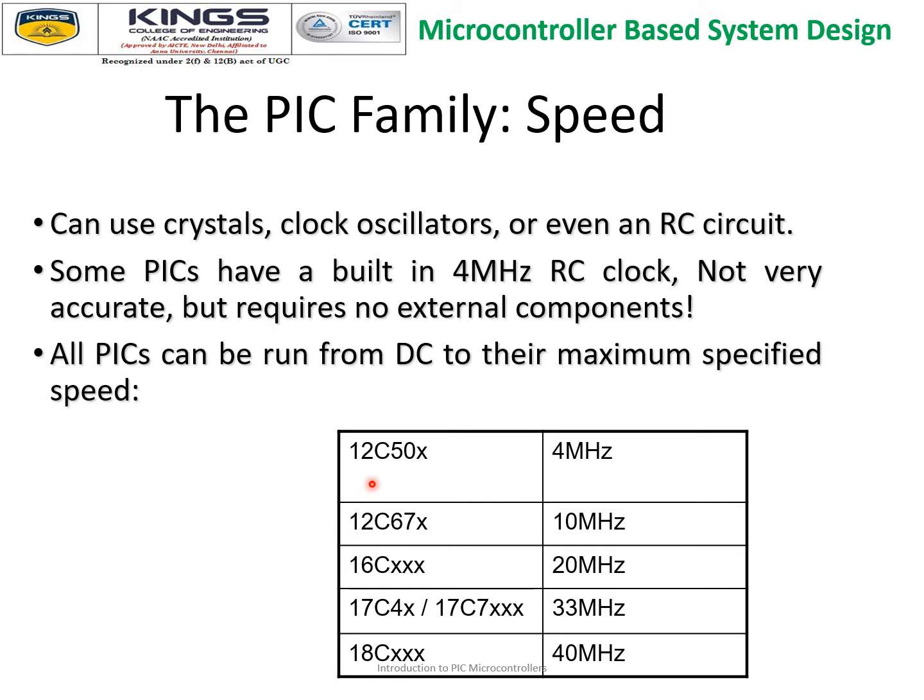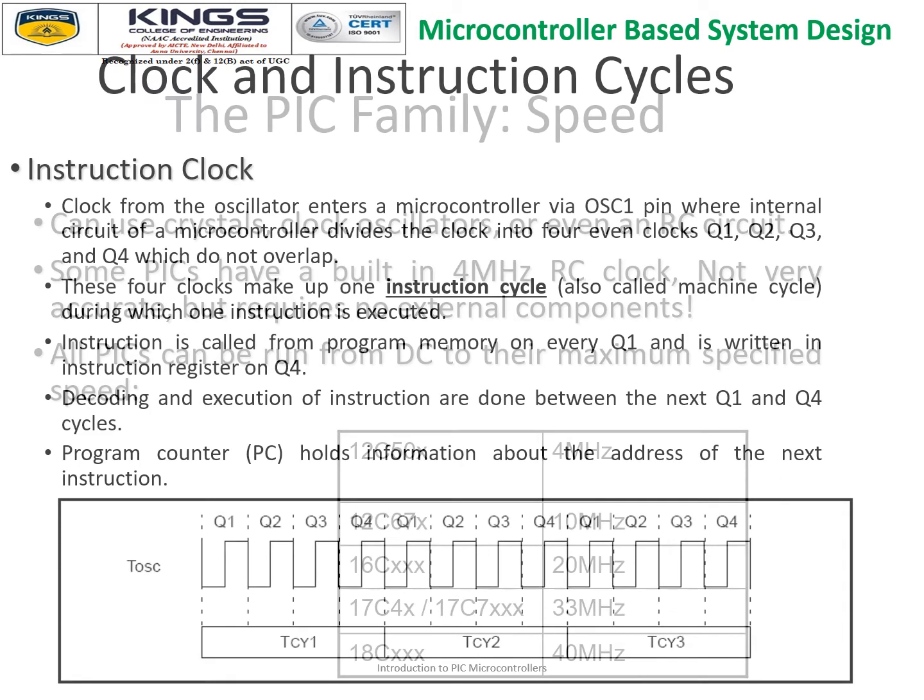For 12C50X, it is up to 4 MHz, 12C67 10 MHz, 16C supports 20 MHz, 17C4 and 17C7 support 33 MHz, and finally the 18CXX series supports 40 MHz speed.